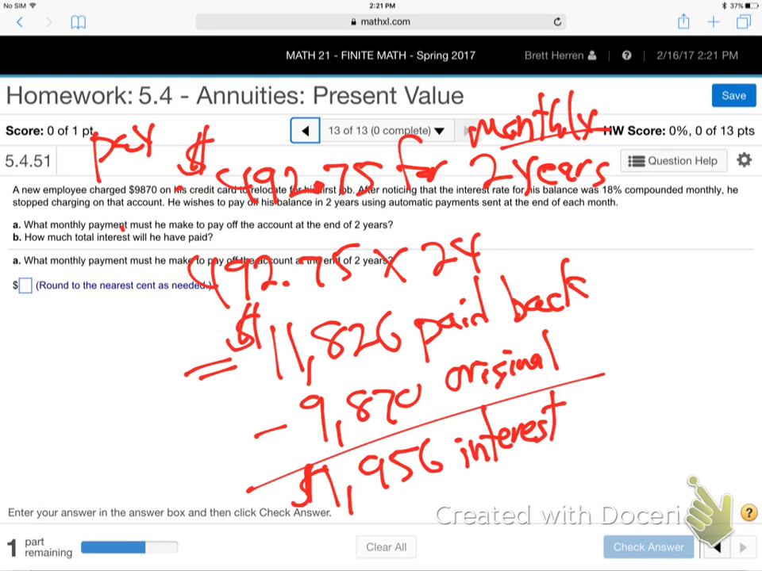That's a lot of money. Interest is the price you pay for the privilege of using somebody else's money for a while, right? That's what that is. $1,956. So that's a lot. Try not to use credit cards. I would encourage you. They're in business for a reason, right?